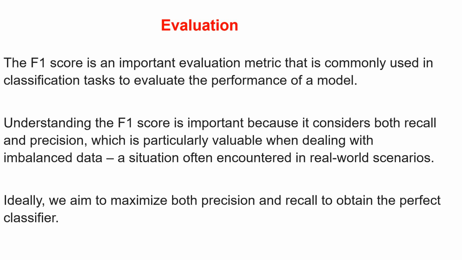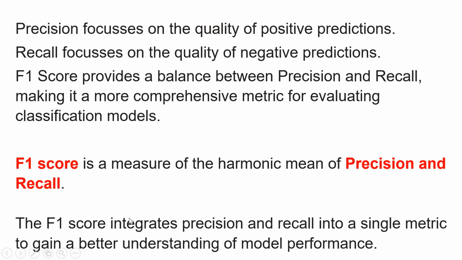What is imbalanced data? That is a situation which is often encountered in real world scenarios. Ideally, we aim to maximize both precision and recall to obtain the perfect classifier. So precision focuses on the quality of positive predictions, whereas recall focuses on the quality of negative predictions. And the F1 score provides a balance between precision and recall, making it a more comprehensive metric for evaluating classification models.